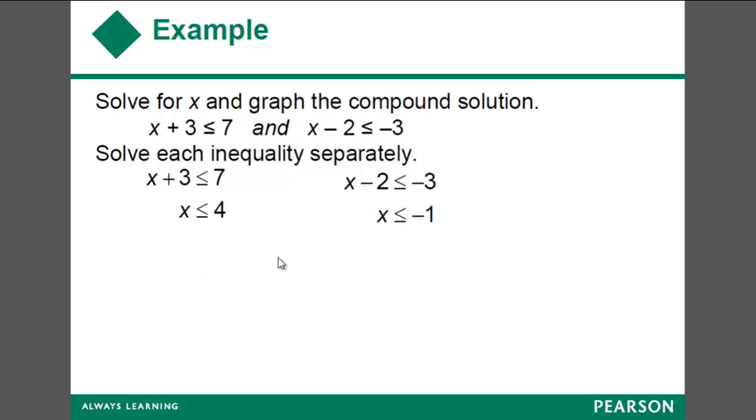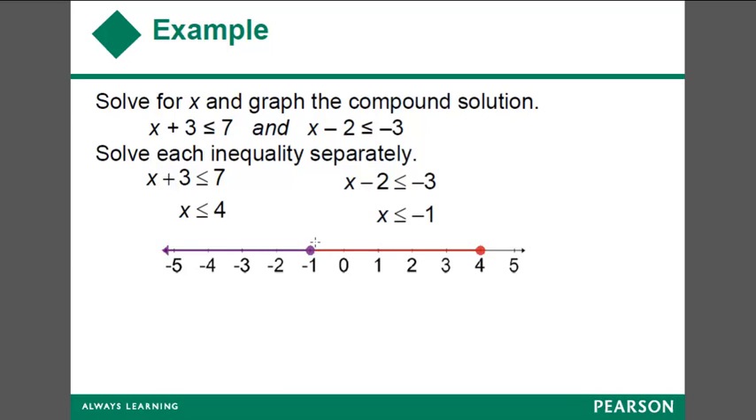And whenever we want this to overlap, notice that the purple line is for x less than or equal to negative 1. It starts at negative 1 and goes left. The red line starts at 4 and goes to the left because that's for x less than or equal to 4. We want to combine these two for an AND statement. The AND statement is where they overlap.